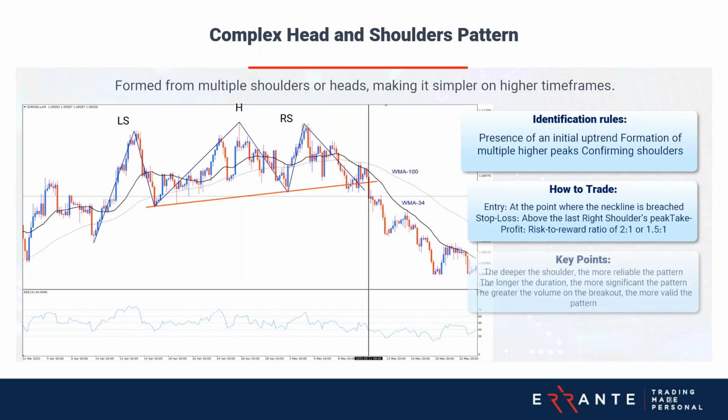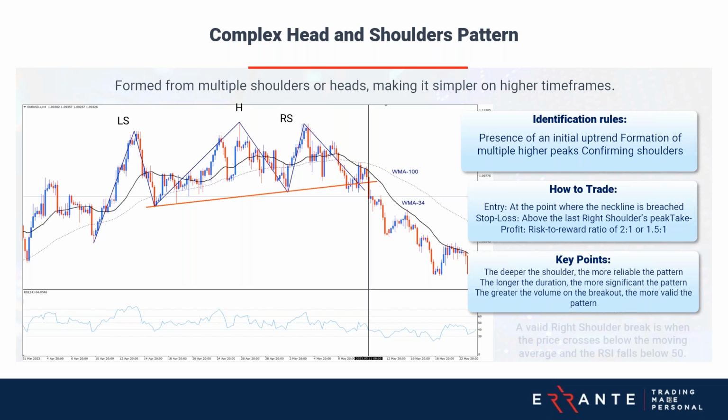And here are some key points to mention. Again, the depth and structure of the shoulders play a critical role in the reliability of the pattern. The deeper and more symmetrical the shoulders, the stronger the signal. Then the duration of the pattern also adds weight to its significance. A complex pattern that develops over more extended periods is generally more reliable than one that forms quickly. And volume is another critical factor. A breakout from a complex head and shoulders pattern, especially one confirmed by a surge in trading volume, is typically a strong indicator of a new trend direction.